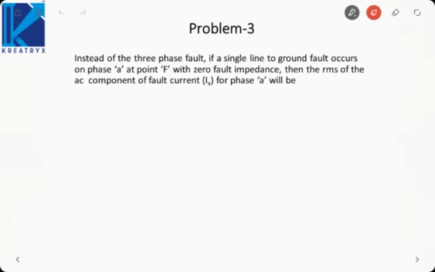In the next part of the same problem, it is saying that instead of a three-phase fault, a single line to ground fault occurs at point F on phase A with zero fault impedance. Zero fault impedance signifies ZF is 0.